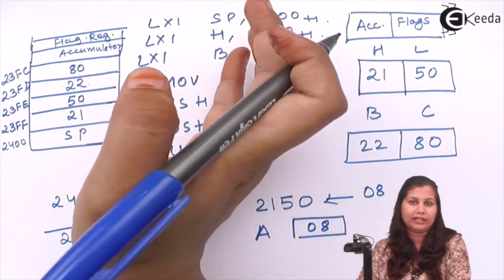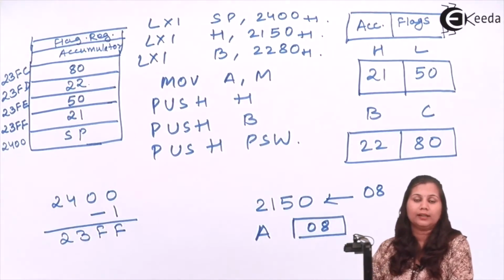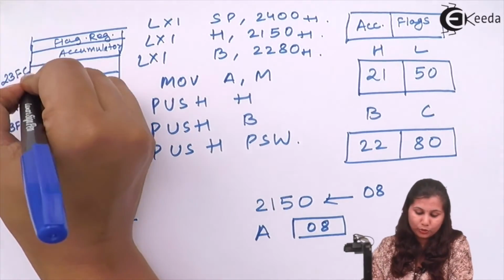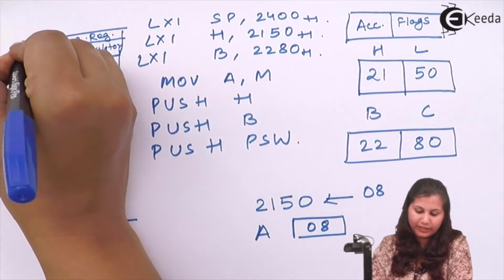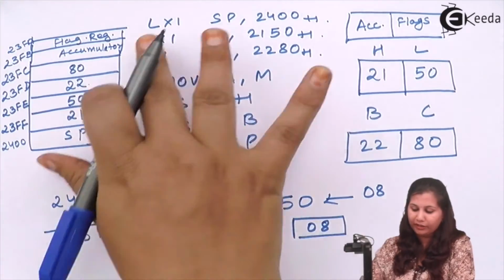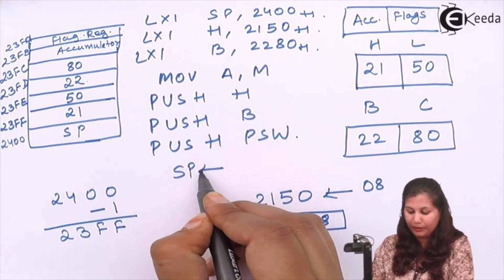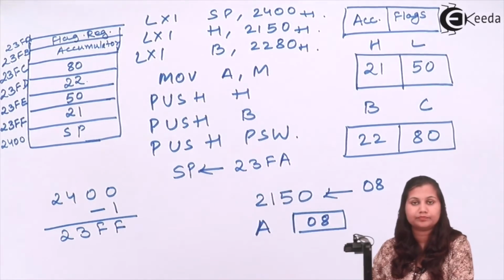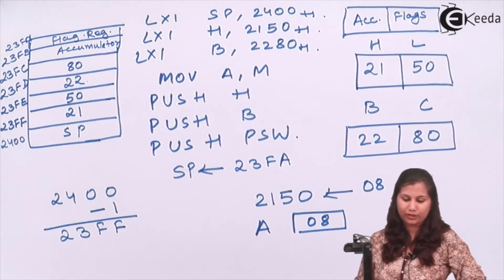You know that whenever there is a push or pop instruction, the stack pointer is incremented or decremented. So this is 23FC, this will be 23FB, and this is 23FA. So after execution of all these instructions, the contents of the stack pointer is 23FA. Okay. After execution of all the instructions.